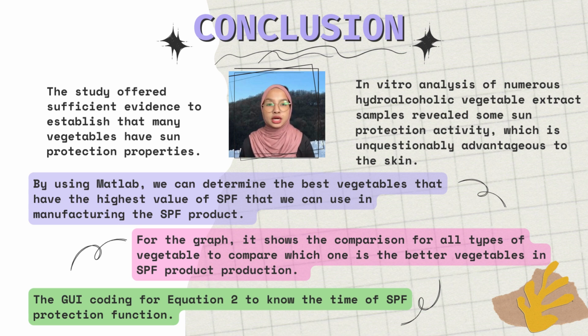The graph shows the comparison of all types of vegetables to compare which one is the better vegetable in SPF product production. We also coded equation 2 to know the time of SPF protection function. Thank you.